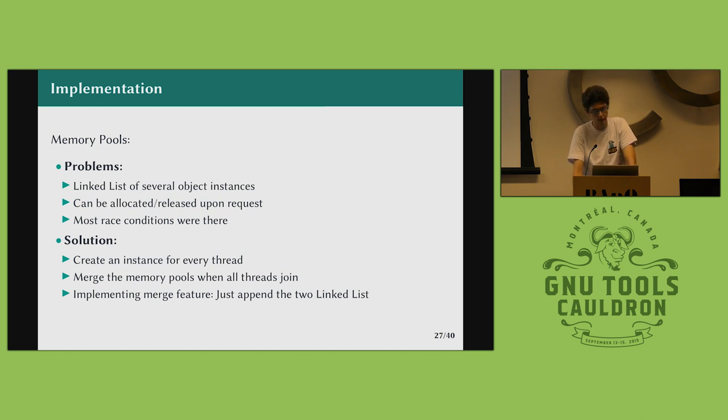The solution that we implemented was a distributed one. We create a memory pool for each thread, and then we created a merge feature, so we can join the memory pools when the threads are being joined. We did this for, I think, only one memory pool, which was in SRA. I don't remember exactly. The implementation was just appending two linked lists. I used a linear time approach rather than constant time, because the linked list there is a single-headed one, so I will later implement a double-headed linked list for constant time.